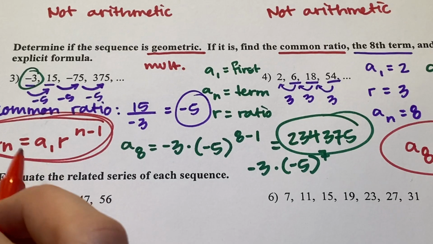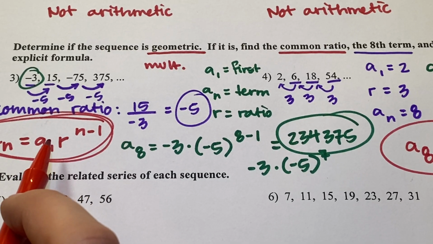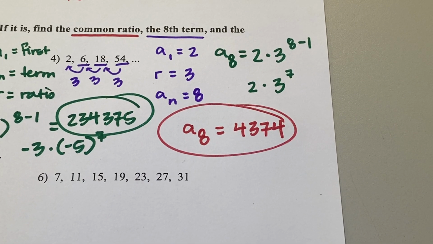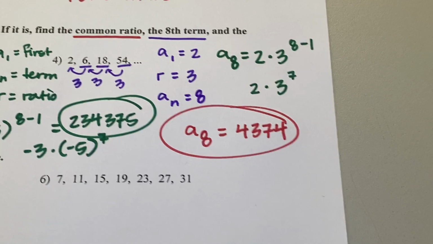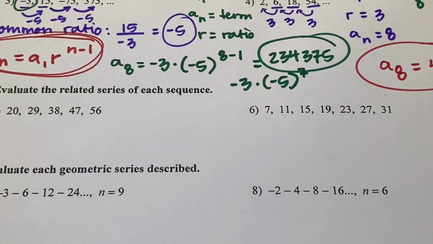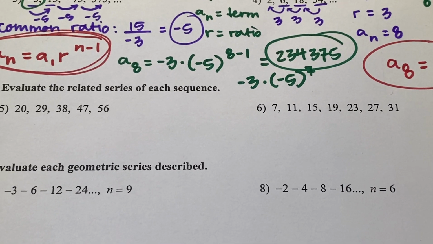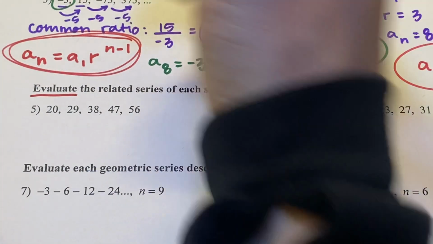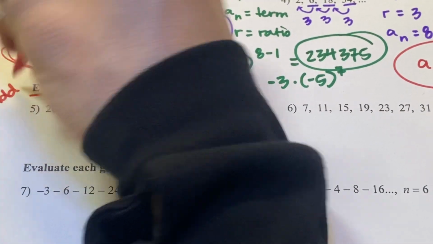Okay, so just have this formula written down on your paper. Okay, so now let's look at some arithmetic sequences. What it's asking us to do here when it says evaluate, it actually means add them together.